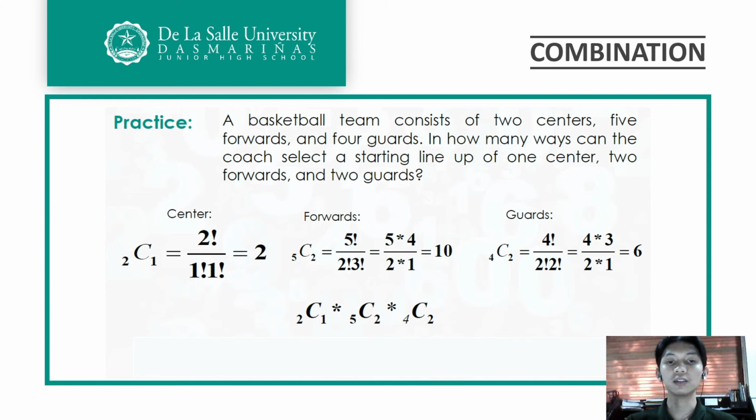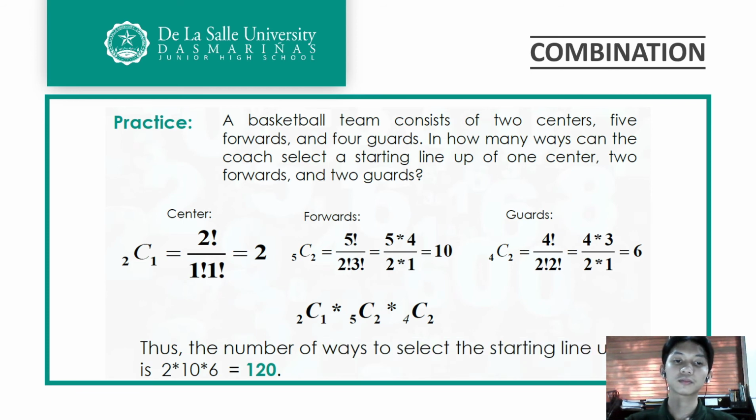Now to get the final answer, you have to multiply these combinations to each other so that the number of ways to select the starting lineup is 2 times 10 times 6, you get 120. There are 120 ways for you to select the starting lineup from this pool of players from your basketball team.